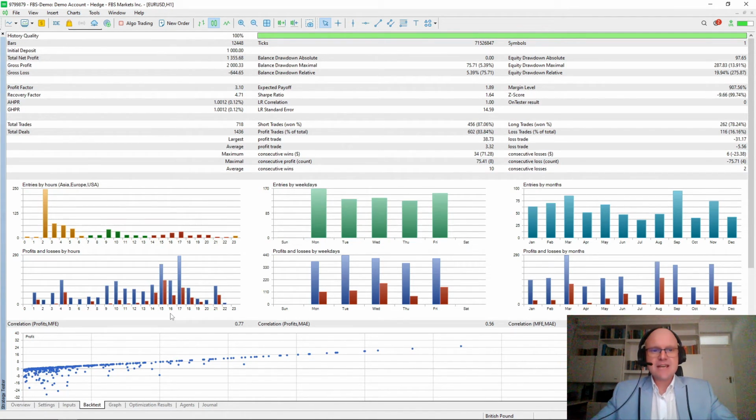We've also decreased the equity drawdown to only $287.83, and by doing this, increased our profit factor to 3.10. Lastly, you'll see it's still a large quantity of trades, with a total trade quantity of 718 trades during the 24-month testing period.